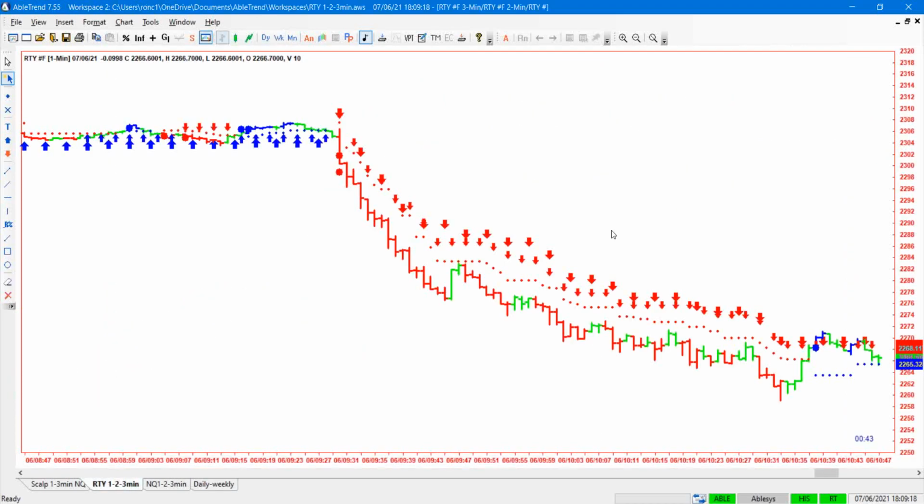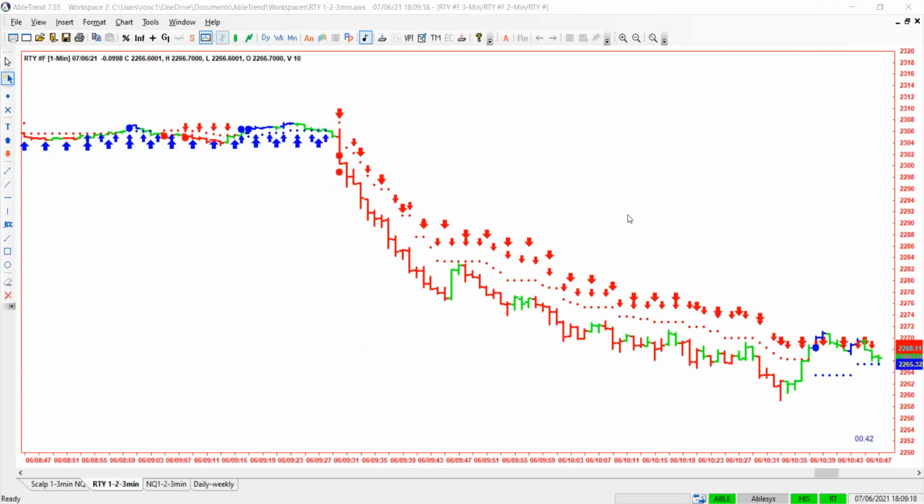Okay, I always recommend the NASDAQ or the Russell for intraday E-minis. They tend to be the smoothest. If you like ES, that's fine too, but the NASDAQ and the Russell tend to be a little smoother. They're not as sideways and choppy. Today was just a great Able Trend trading day. The signals were just great. It didn't matter what you traded today. It was a nice, smooth, trending type day.